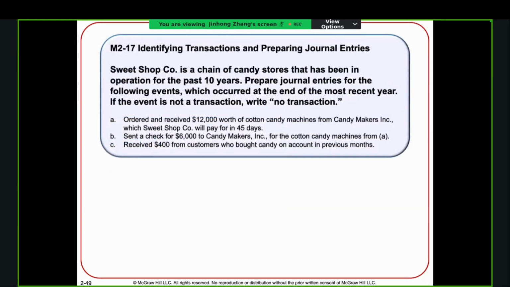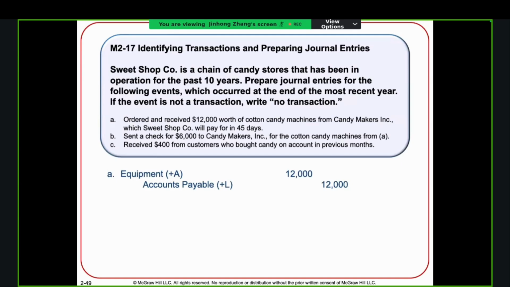So Sweet Shop Co. is a chain of candy stores that has been in operation for the past 10 years. Prepare journal entries for the following events. Ordered and received $12,000 worth of cotton candy machines. Okay, so what? Increase machines, $12,000. And has not paid, so accounts payable, right? So you have increased machines and accounts payable.